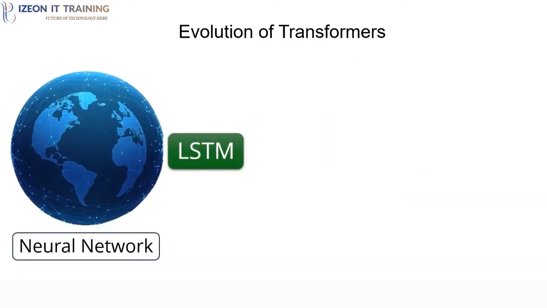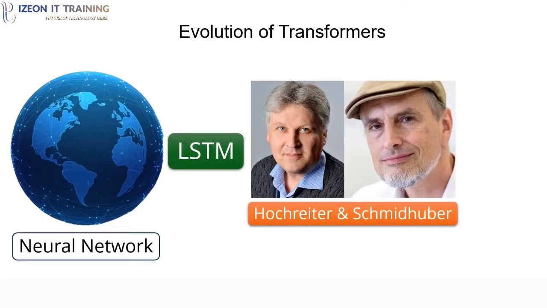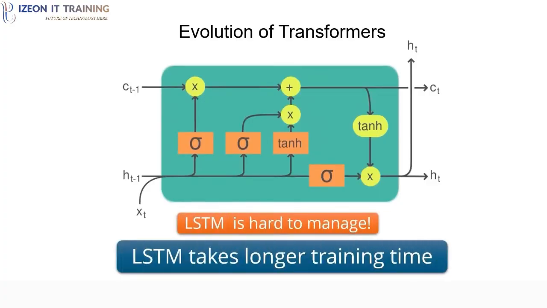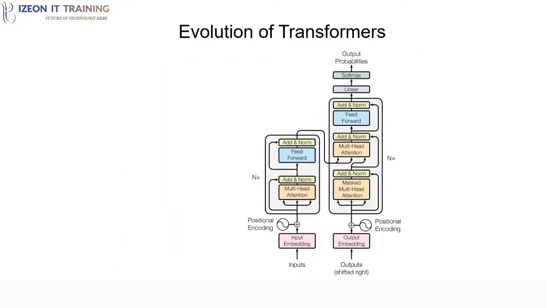Then came long short-term memory, introduced by Hochreiter and Schmidhuber in 1997. Long short-term memory improved by remembering sequences for a longer duration and addressing some of the memory issues in RNNs. However, they were slow to train and difficult to manage at scale. Finally, transformers transformed neural networks.